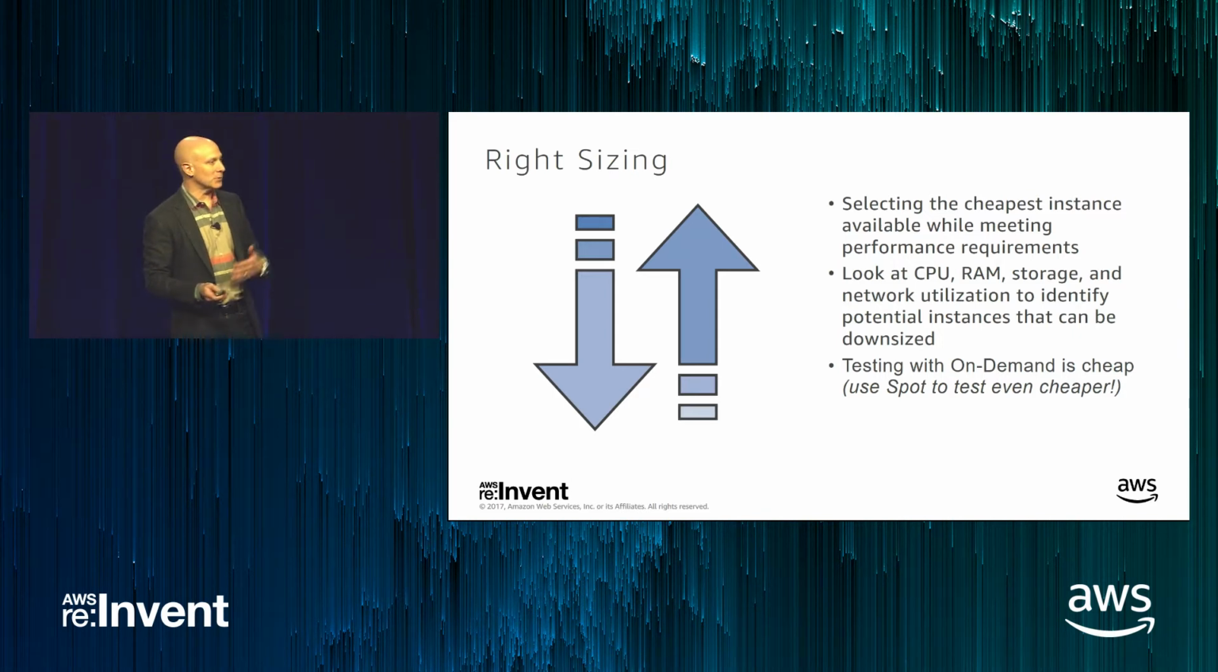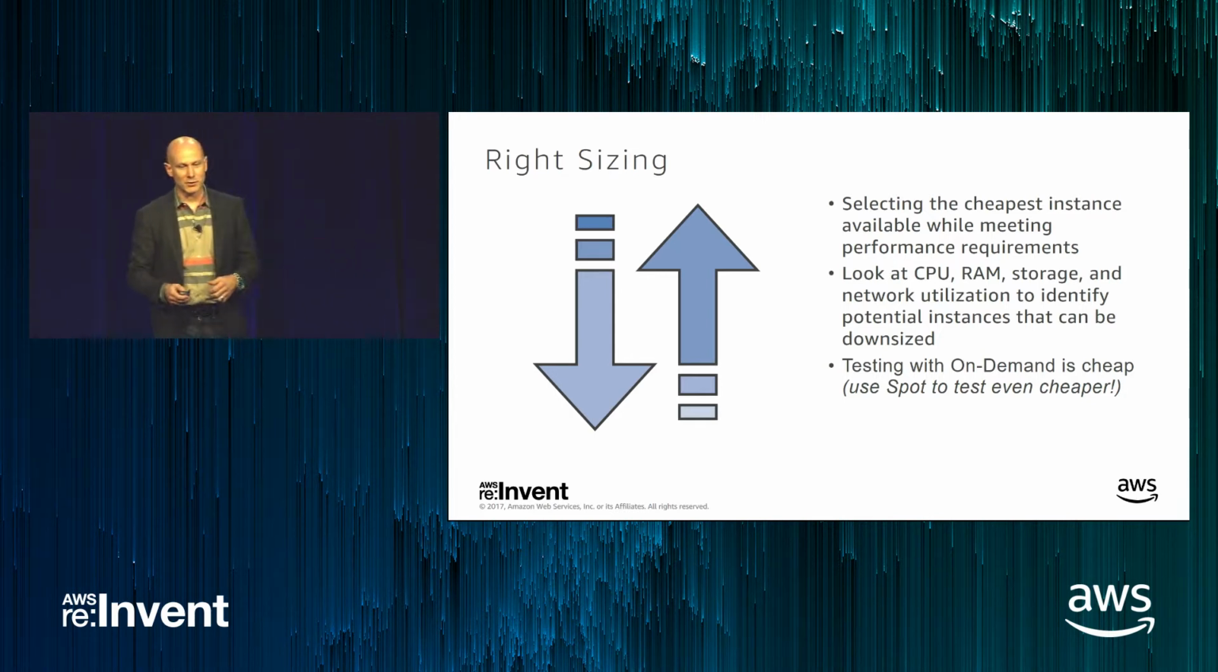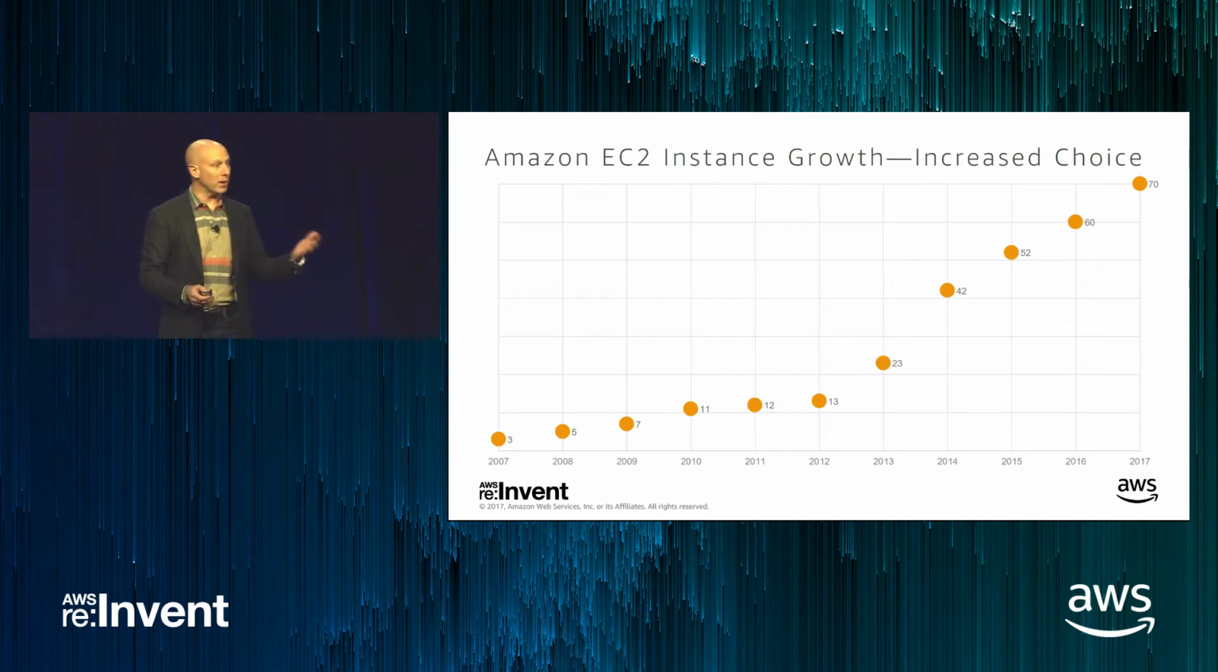So this is something that as you move to the cloud, or that you're on the cloud already, you're going to continually be looking at. You can test this using on-demand, or you can test using Spot, which makes it even cheaper. So for those of you who are new to AWS, when I talk about instances, what I mean is this. We started out in 2007 with 3 instance types, and we now have over 70. And we went from 1 family to 7.